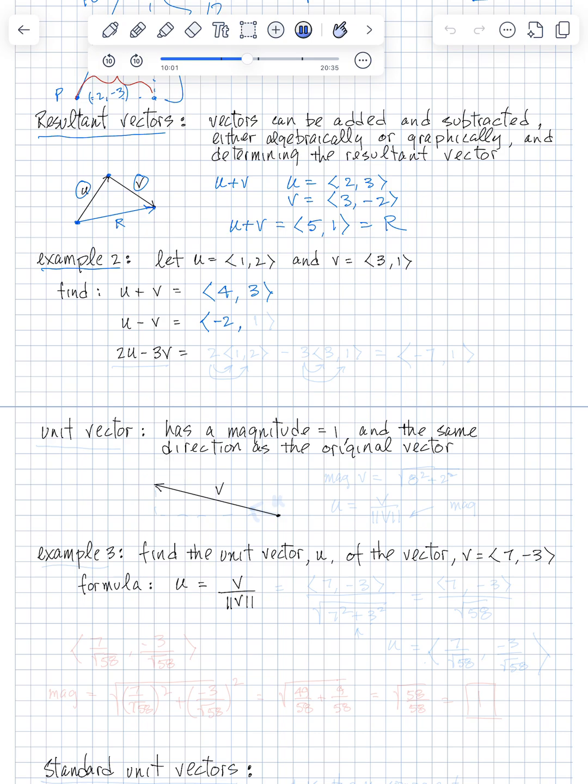And 2 minus 1 is 1. So this is u minus v. The other thing we can do is multiply vectors. So we have 2u minus 3v.